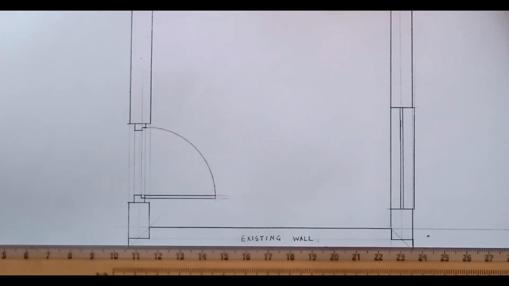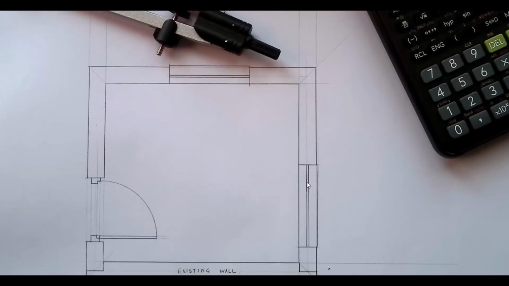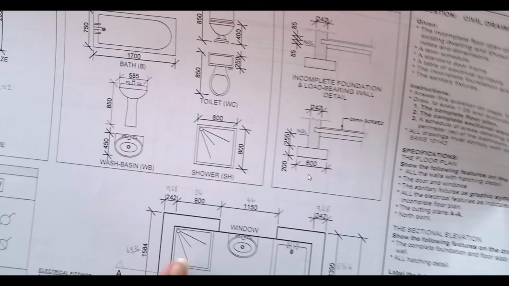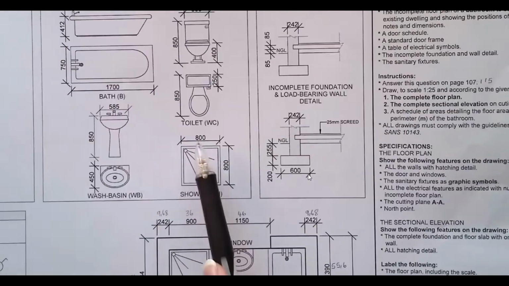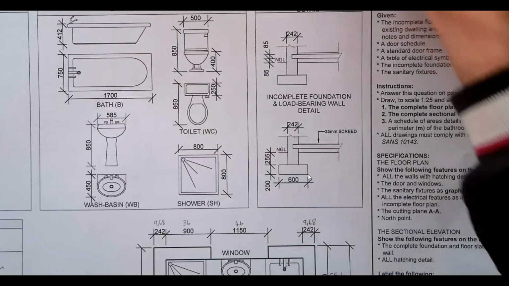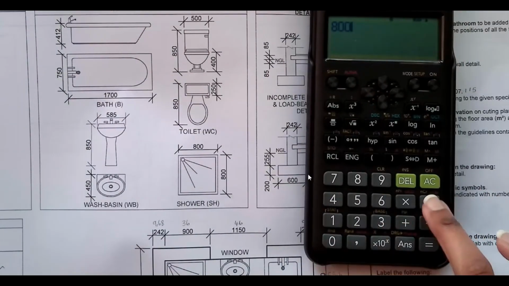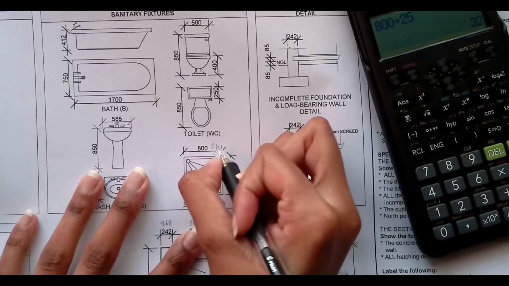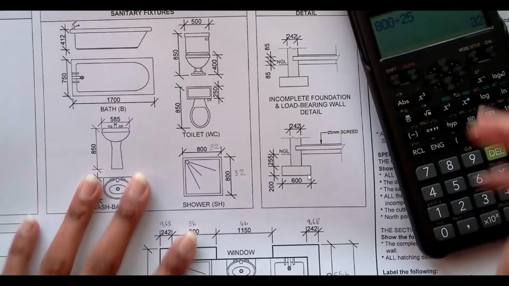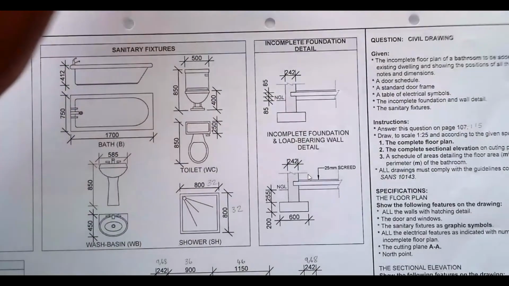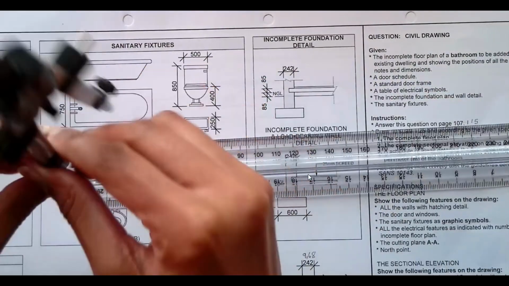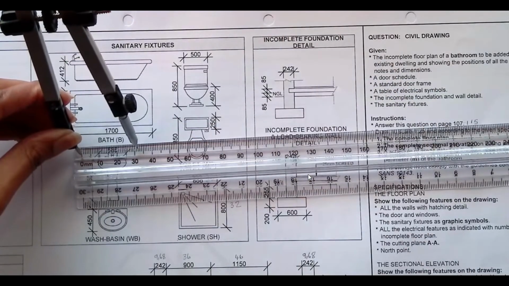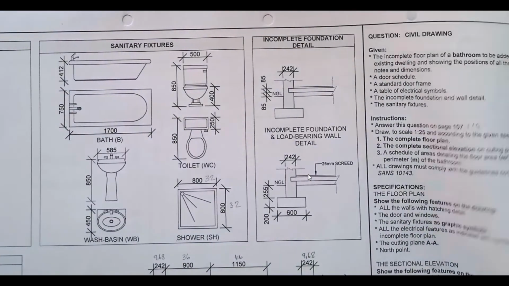So now that we are done with the door and the window, we can now start inputting the fixtures. We do have a shower that is shown here. The dimensions of the shower is 800 by 800. 800 divided by 25, 32. So it's 32 by 32. So that 32, take a ruler. You want to make sure that you only mark it once. About 32 there.